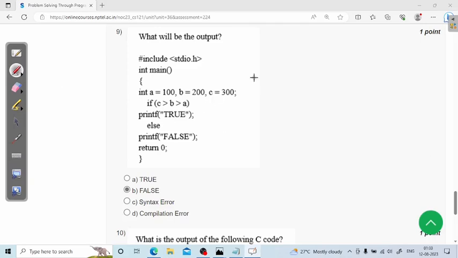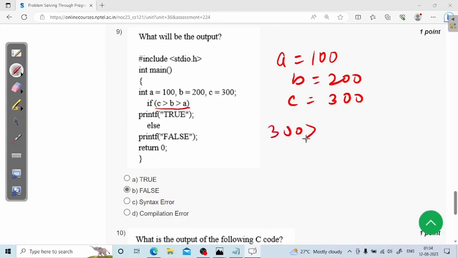In the next question we have taken three variables. One is a, which is kept as 100, the second one is b, which is kept as 200, and the third one is c, which is kept as 300. Then we have a condition to solve in the if condition, and that condition says c, meaning 300, greater than b, meaning 200, greater than a, meaning 100. Now again we have the greater than operator two times, and both of them are the same, so we have to again look for the associativity rule.